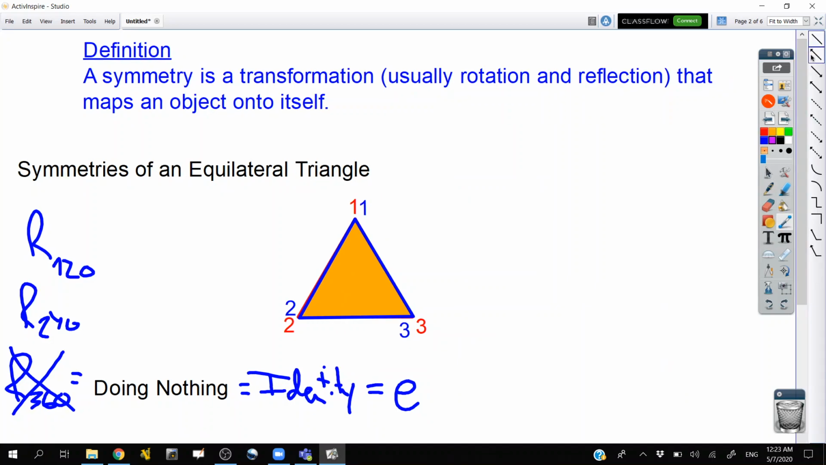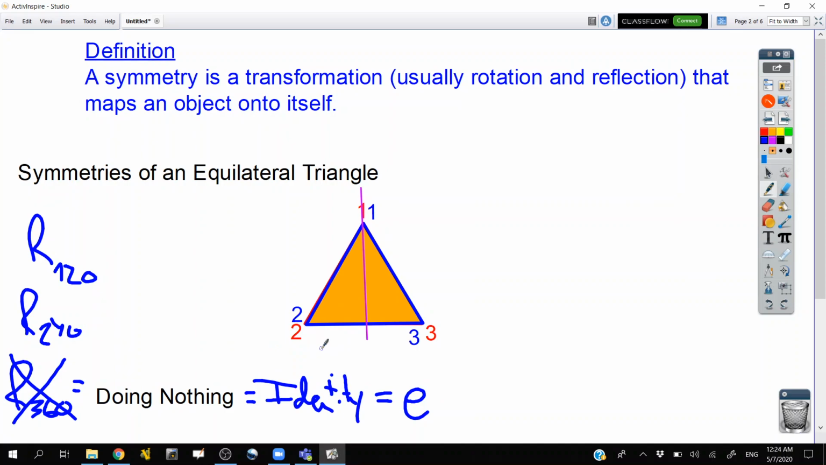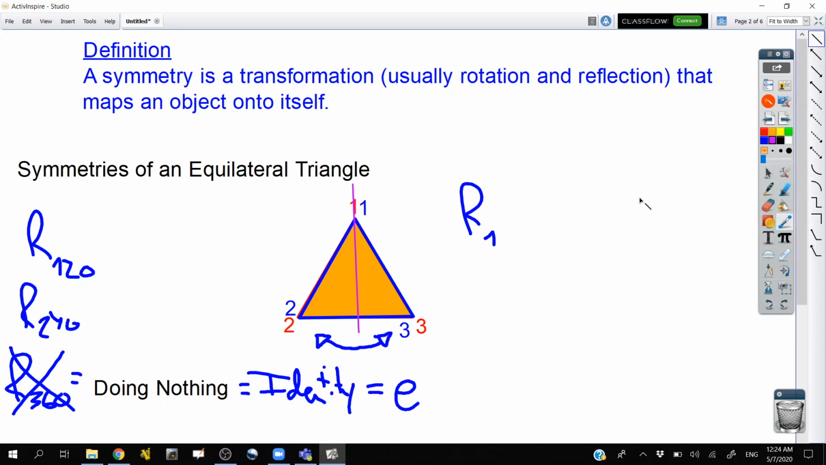If I picture reflecting in this line, you can see that points 3 and 2 will flip spots, but the triangle would map up onto itself again. So I'm going to call that reflection 1 because the mirror for reflection goes through vertex 1 in the identity the way it's mapped up now. The same thing, I would have another reflection 2 that would switch spots, but I'd map up onto the triangle, and I'd have a reflection 3 as well.